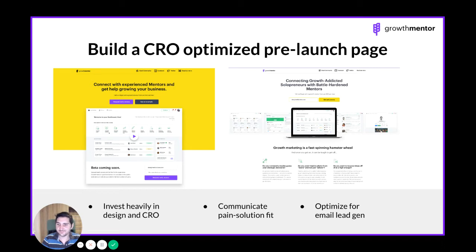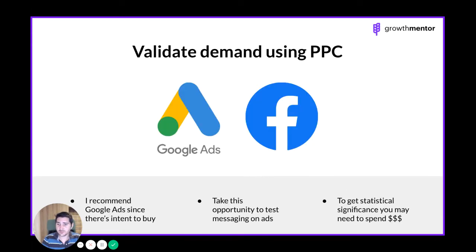So make the design really good, communicate the pain solution fit, make it super focused, super clear who exactly the ideal person for the solution is, and get those emails. And how are you going to get those emails? Like I always recommend using PPC in this earlier stage, but if you don't have the money for PPC, you can skip this.